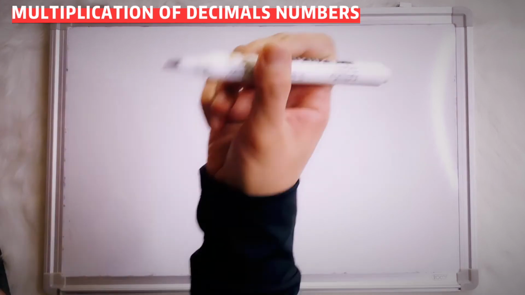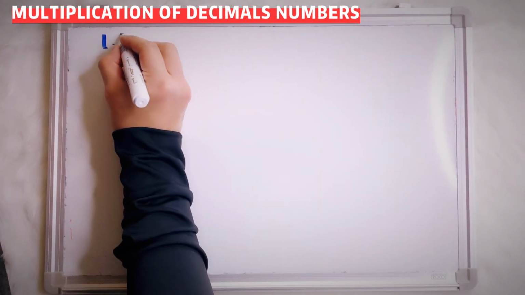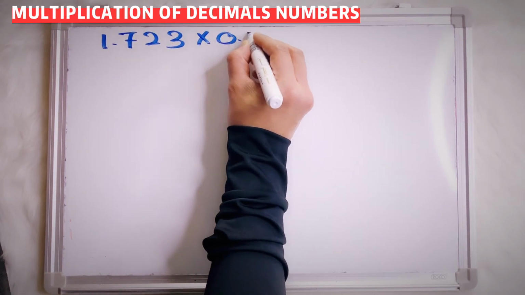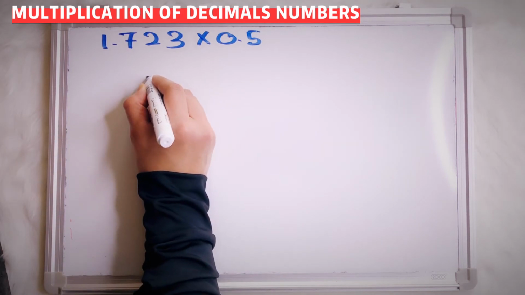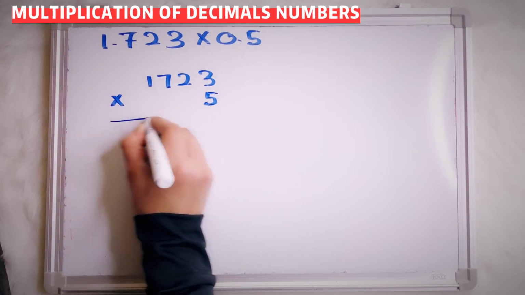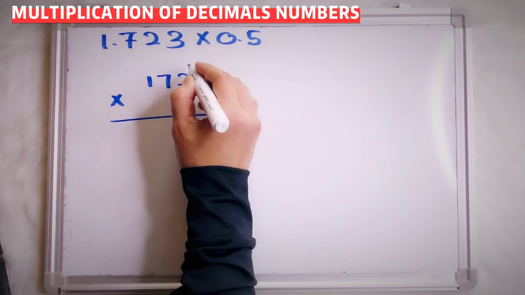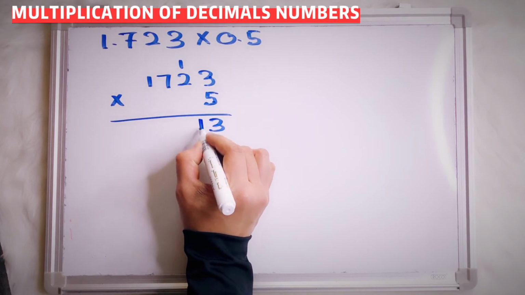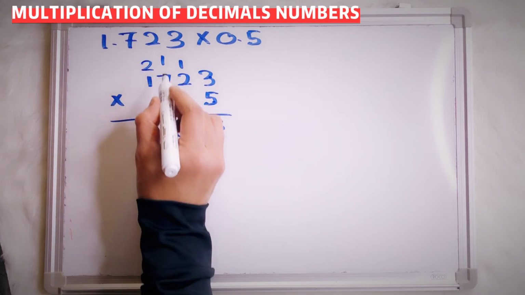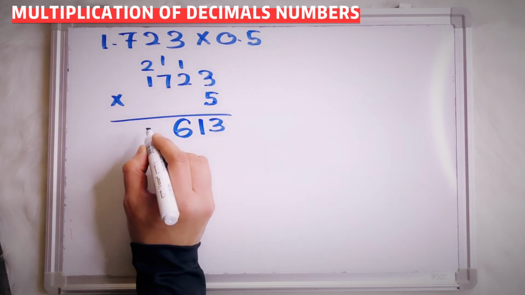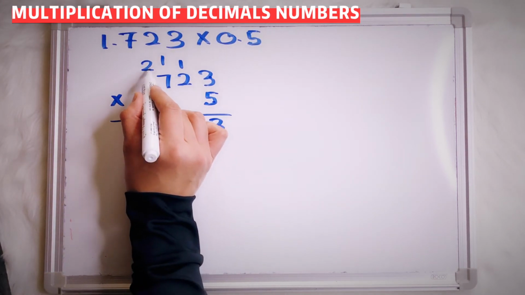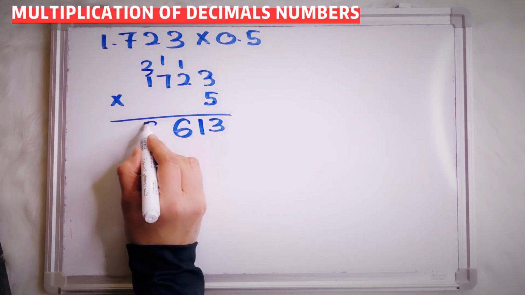If I give you 1.723 multiply with 0.5, so 1723 you multiply with 5. 5 times 3, 15. 2 times 5, 10, 11. 7 times 5, 35, 36. 1 times 5, 5 plus 3, 8. So we have 8 here.